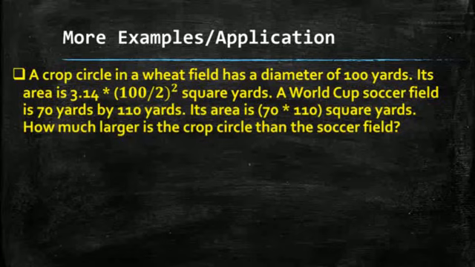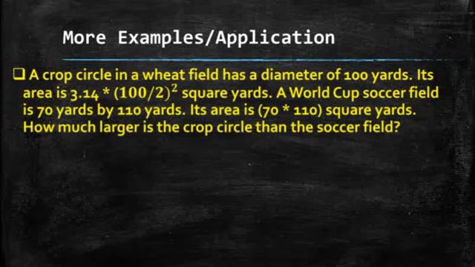Look at a word problem. A crop circle in a wheat field has a diameter of 100 yards. Its area is 3.14 times (100 divided by 2) squared square yards. A World Cup soccer field is 70 yards by 110 yards. Its area is 70 times 110 square yards. How much larger is the crop circle than the soccer field?